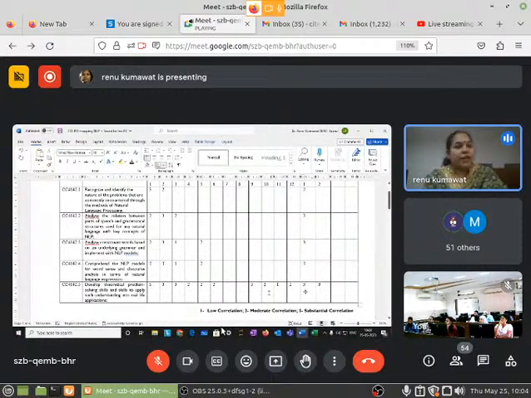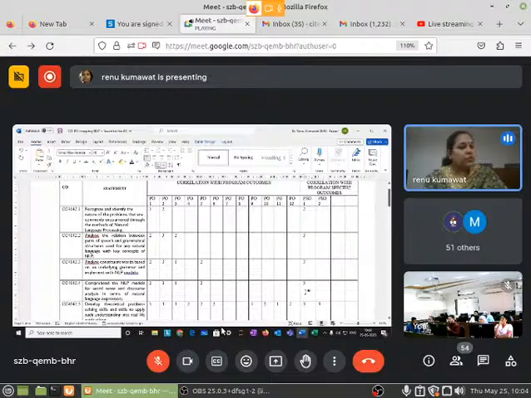Coming to PSO1 and PSO2. So PSO1 is imbibe the basic concepts and applications of computer-based communication or networking, information sharing, web-based systems, smart devices, etc. So it is having high correlation. This is program-specific outcome 1, and when they are making the project, it is having high correlation.